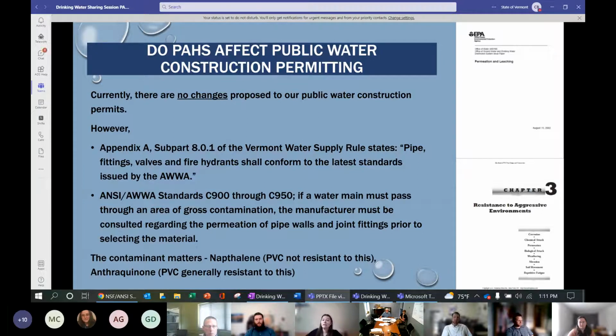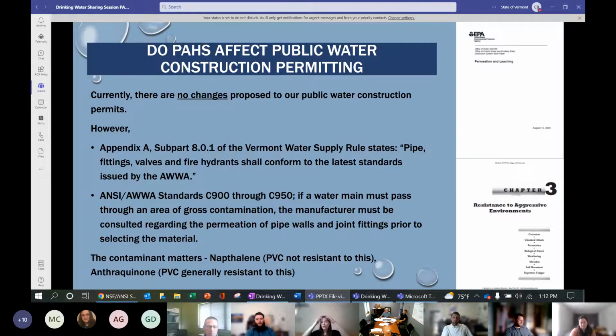The reason we're bringing that up is because not every PAH is the same. PVC can be a great material choice for certain PAHs, but for other ones, it's not resistant at all. We're basing these opinions on two references, the ones you can see to the right: chapter 3 of the PVC handbook, and Permeation and Leaching by EPA.